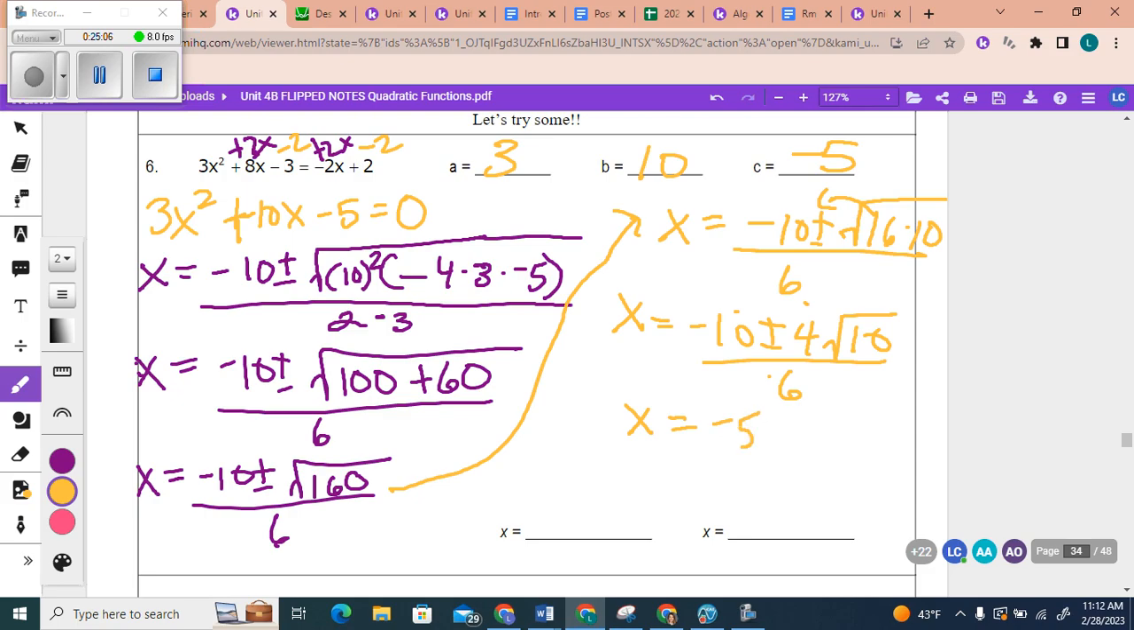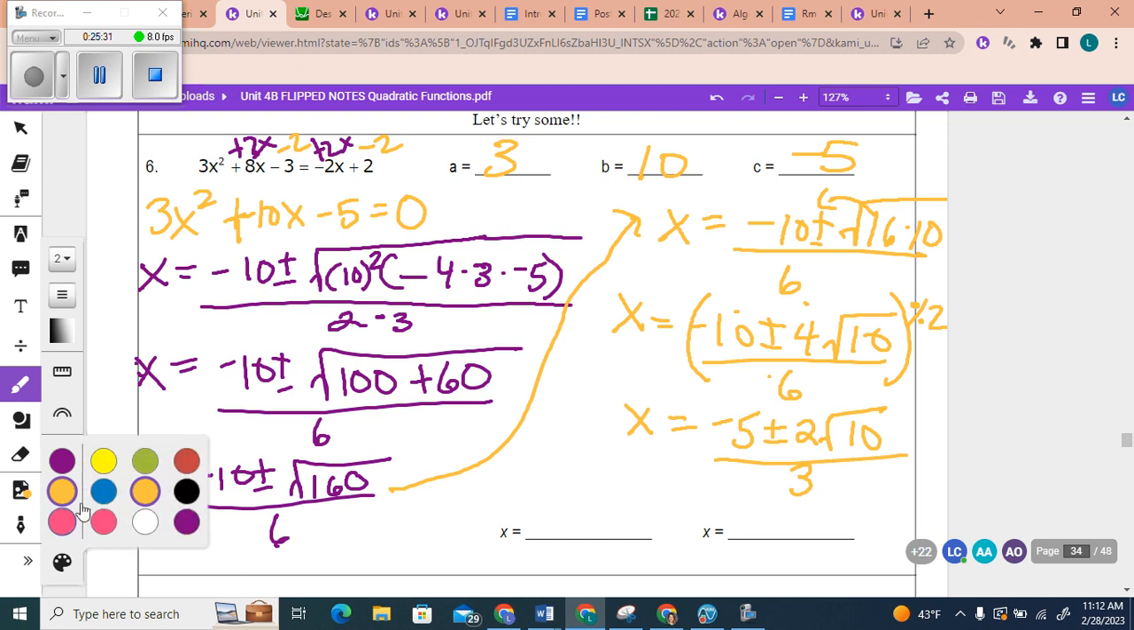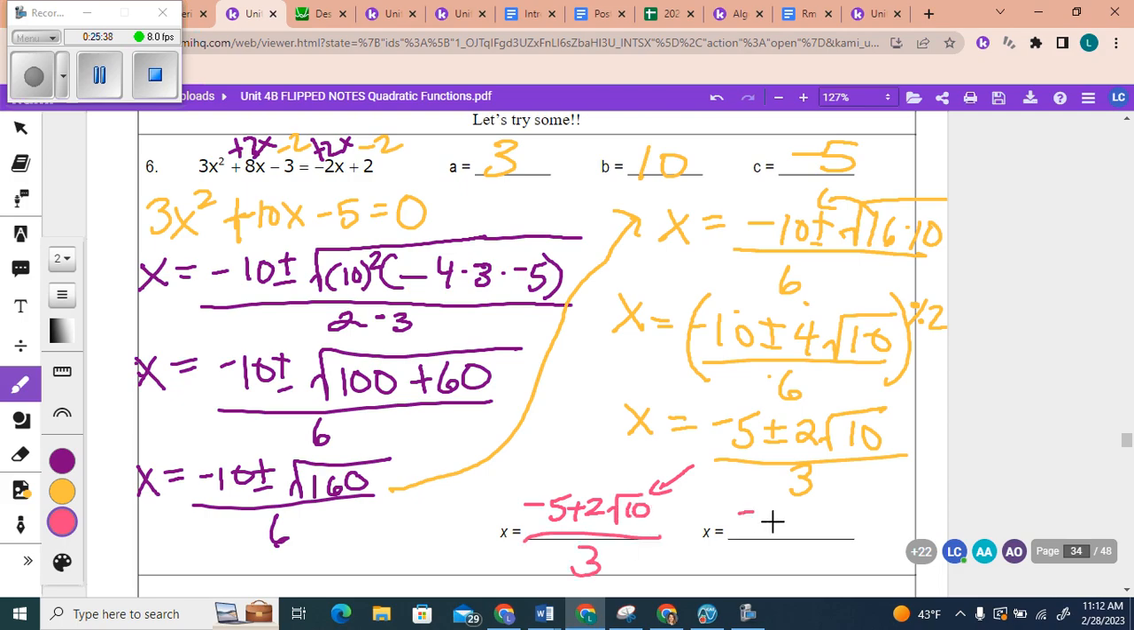So let's do it. We have -5 plus or minus 2. Don't do anything to the root 10 over 3. Divide them all by 2. Simplify. Is there anything else we can do? There's nothing we can really add and subtract here, so we break it apart, right? But we leave it as -5 plus 2 root 10 over 3 and -5 minus 2 root 10 over 3.